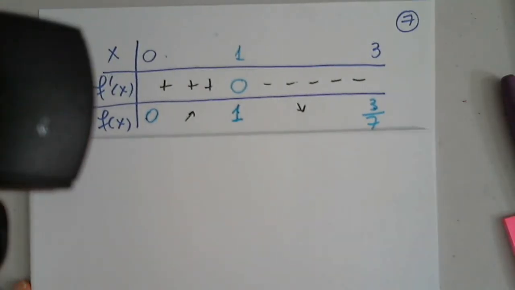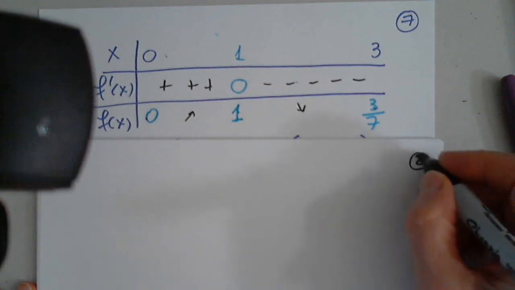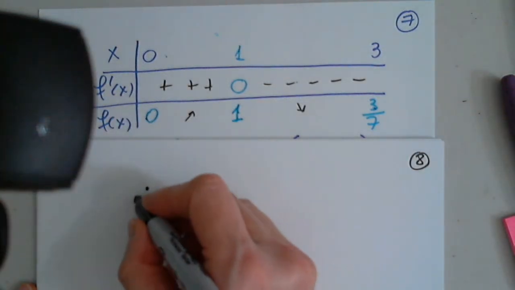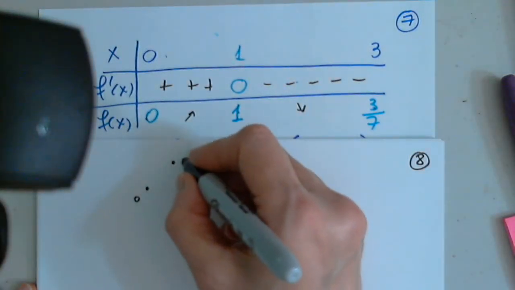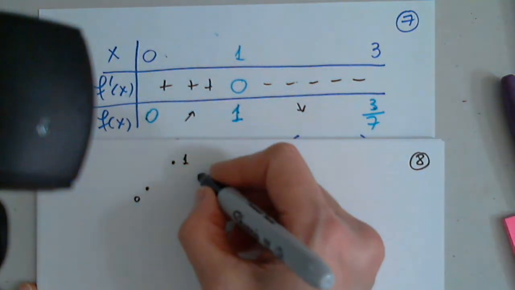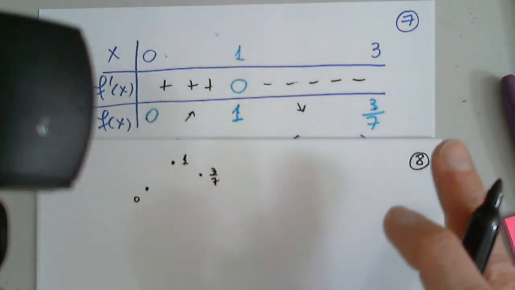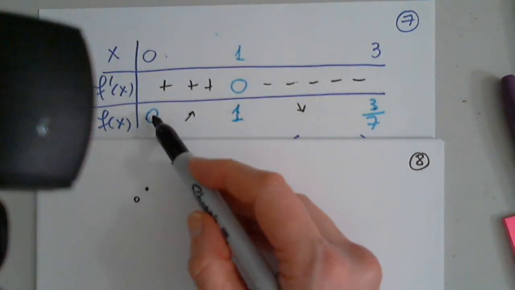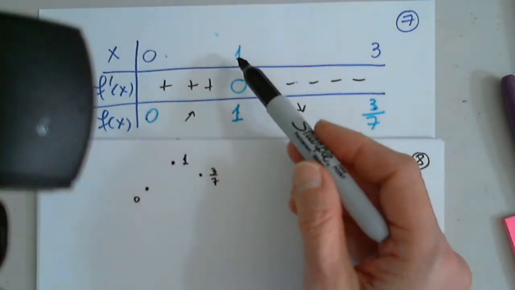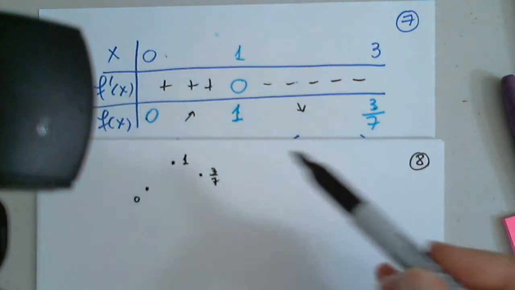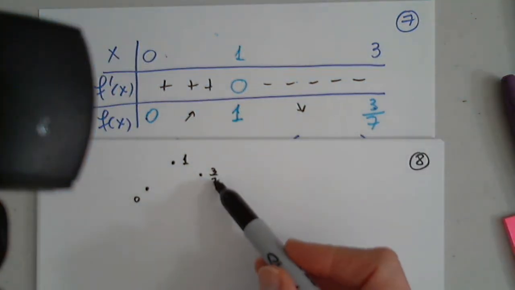I'm just presenting the y values. So the y value here is 0. Then it goes up to 1. And then it comes down to 3 over 7. Again, I'm not graphing the function. But at this end it is 0. Somewhere in the middle it is 1. And then at the other end it is 3/7.